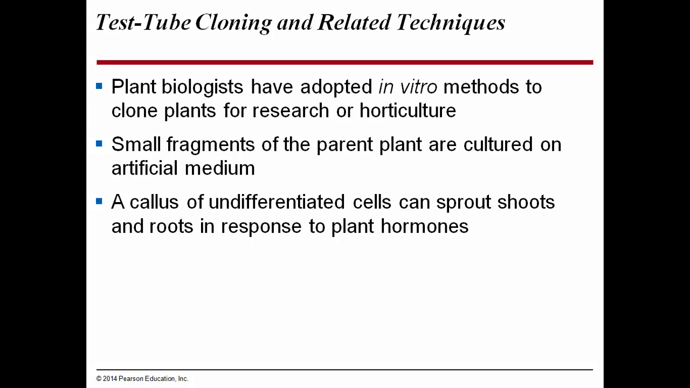Salamanders will grow new limbs. They do have undifferentiated cells. These undifferentiated cells are basically the same thing as stem cells, and they can grow these new sprouts. It's particularly if you treat them with certain types of plant hormones.